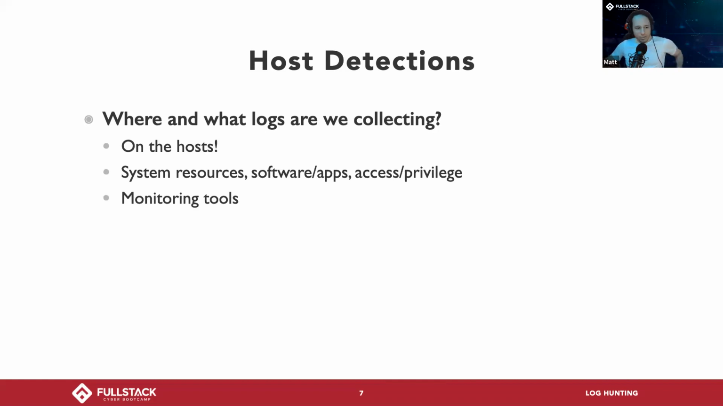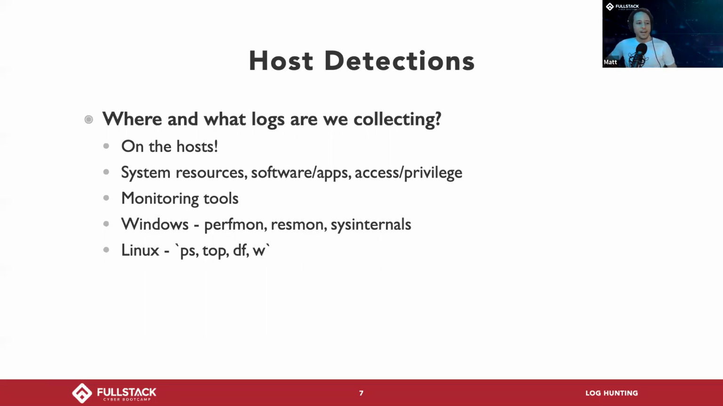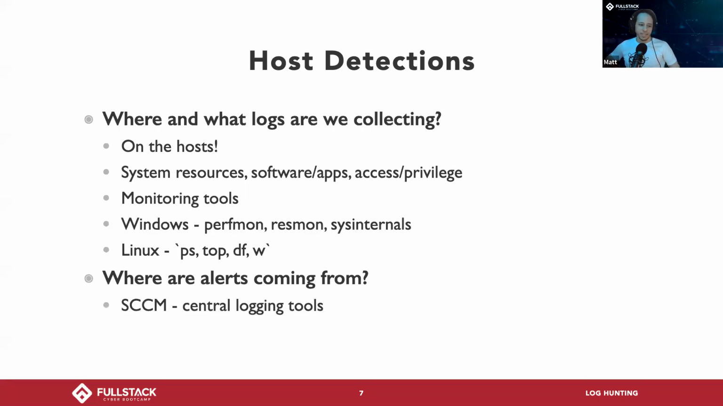Any monitoring tools like PS, right? On Windows, you have Sysinternals and Perfmon. On Linux, all of these things. Take a look at what processes are running, and have logs for these things. Where are the alerts coming from? They're going to be coming from the same places. Set up some logging tools to detect: are things going wrong with my host?